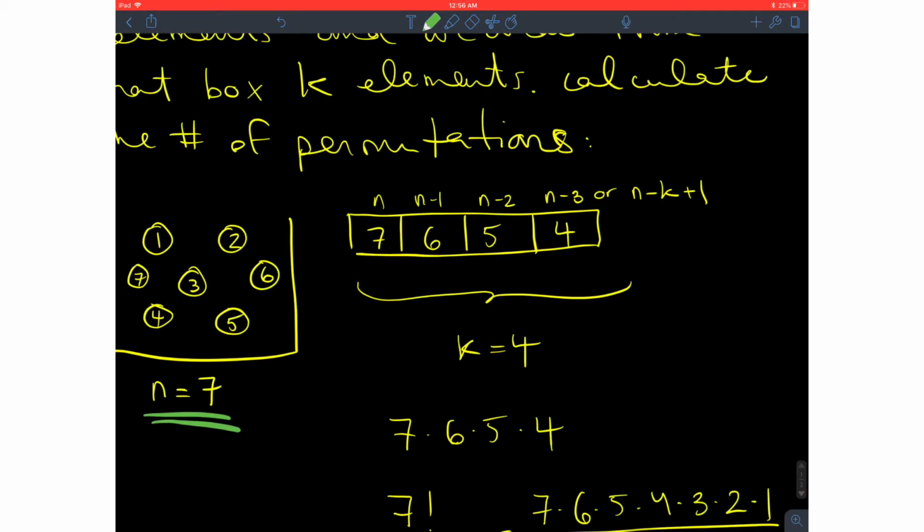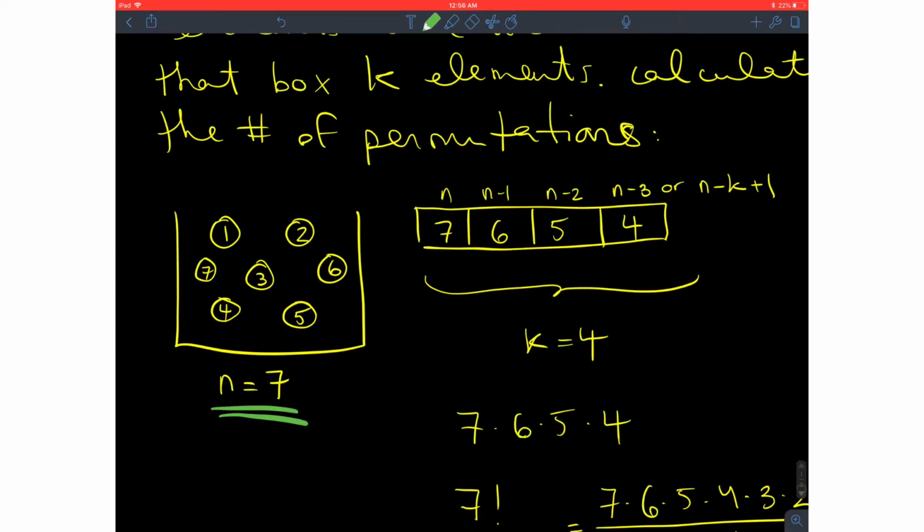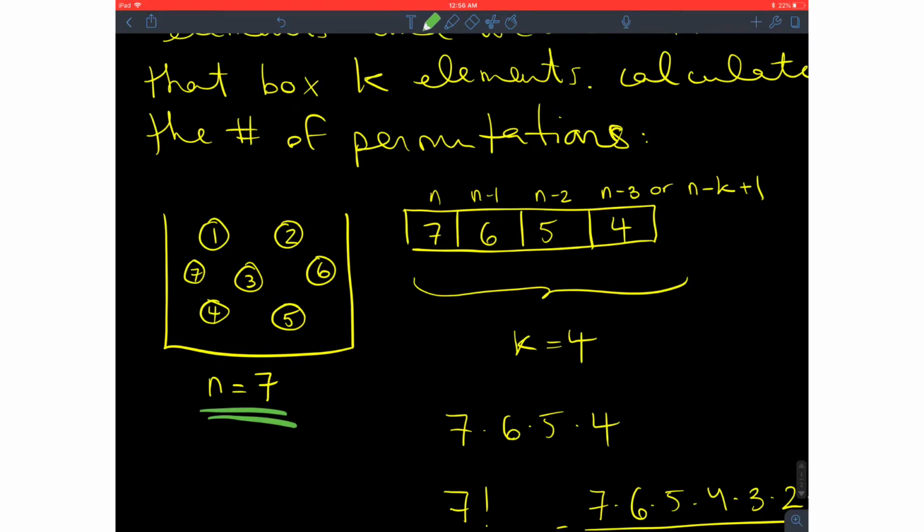So it's important to understand that the fact that order matters changes things. When order doesn't matter, we're going to see something later when we develop the idea of combinations. But right now, order still matters.